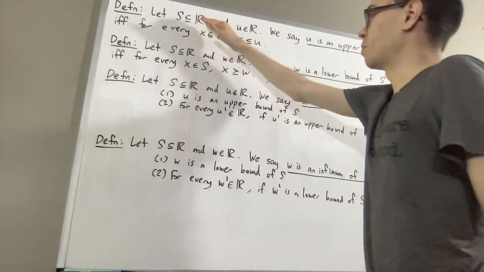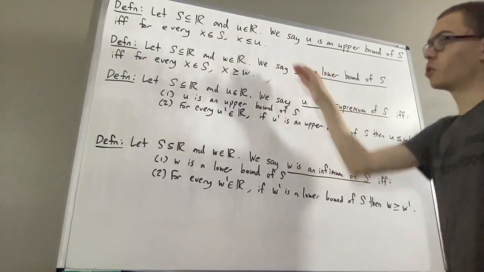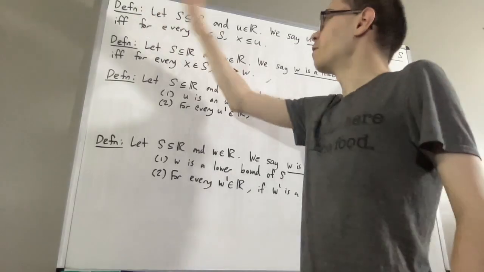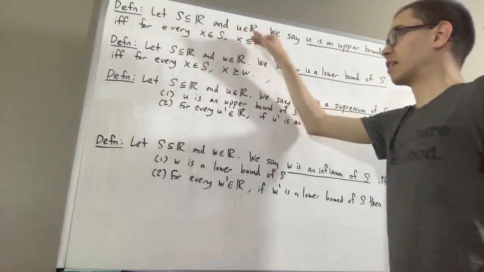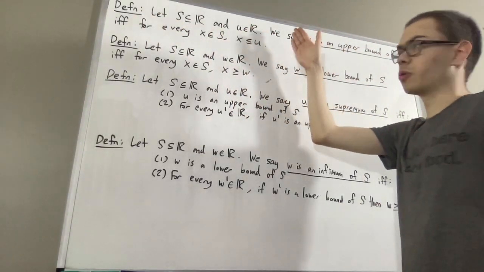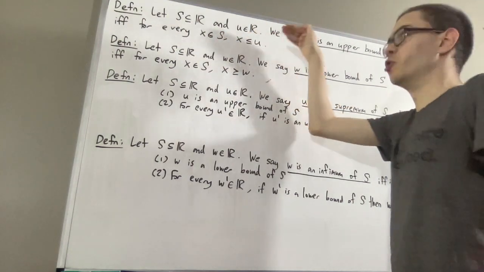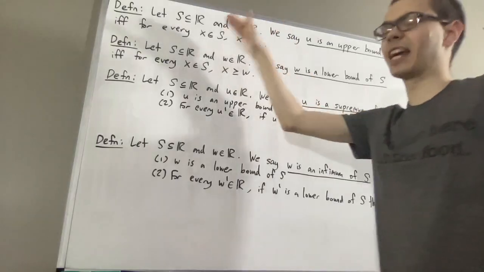Let S be a subset of real numbers and let U be a real number. We say U is an upper bound of S if, for every x in S, x is less than or equal to U. So in other words, every element of S is less than or equal to U, or U is greater than or equal to every element of S.